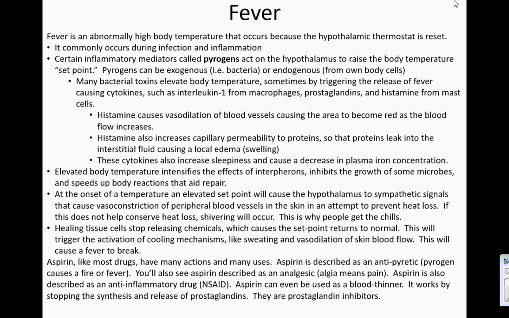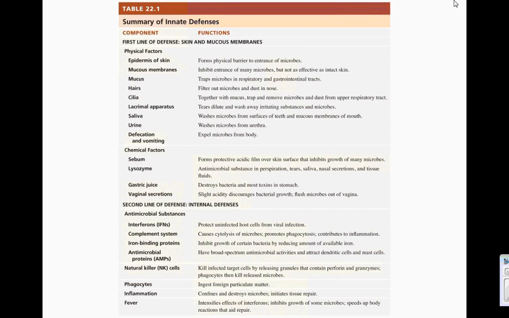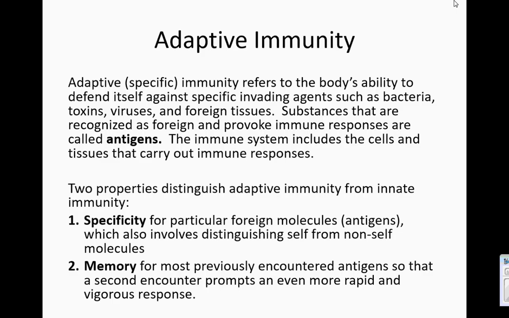It's also an anti-inflammatory drug, what we call NSAIDs. It can be used as a blood thinner. We mentioned previously that it doesn't actually thin your blood, but it reduces your blood clotting property or abilities. It works by stopping the synthesis and release of prostaglandins, so that's why we call it a prostaglandin inhibitor. So, all stuff that is part of your innate, non-specific immune system. Okay, here's a nice summary of those various things.